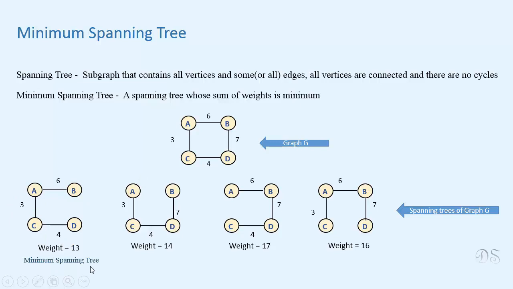If the graph contains some edges with equal weights, then more than one minimum spanning trees are possible. While if all the edges of the graph have unique weights, then there will be only one minimum spanning tree for the graph.